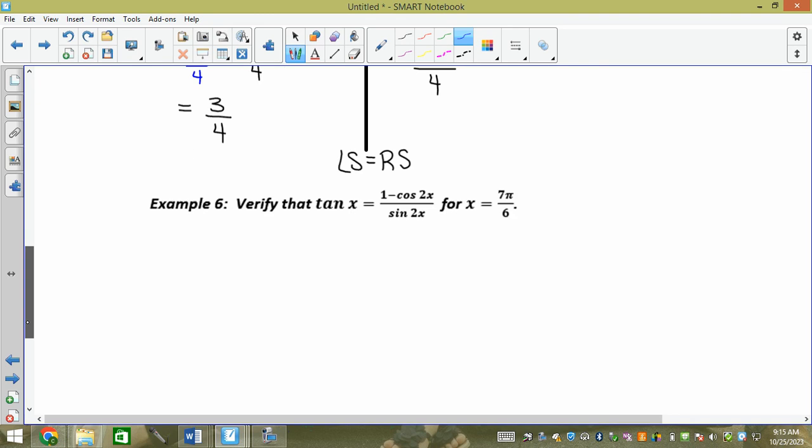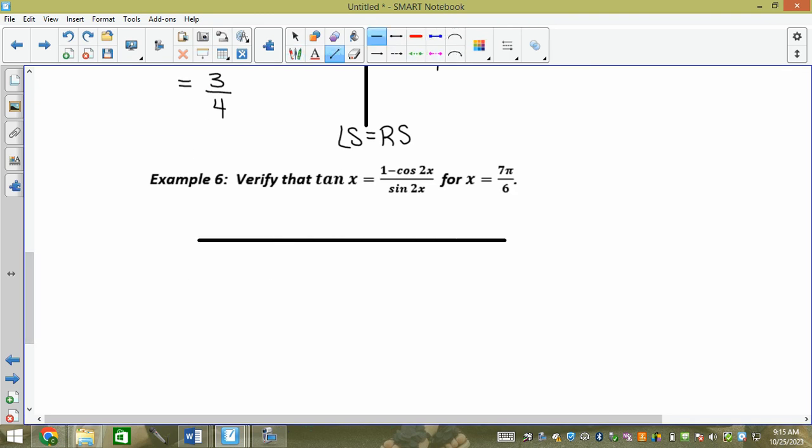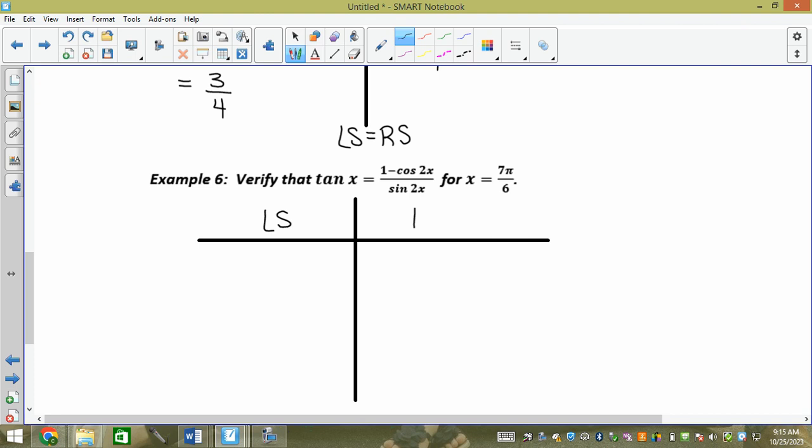Okay, next one. I'm going quickly because you should have done them last night. LS, RS. So we have tan of 7 pi over 6, which is actually the same as 210 degrees. But we don't write 210 degrees because it didn't ask us to verify 210 degrees. It has to verify 7 pi over 6.